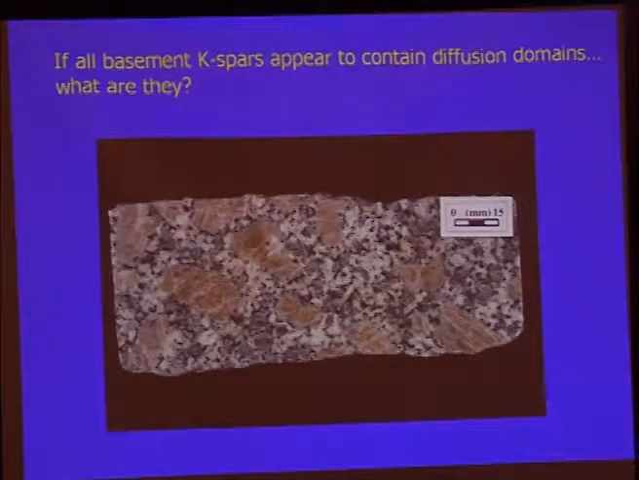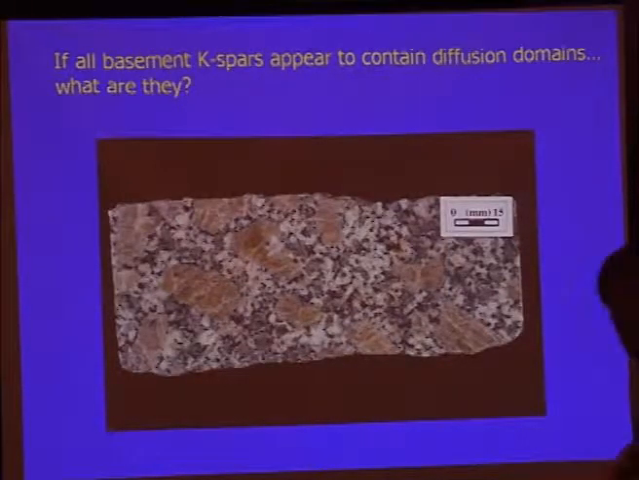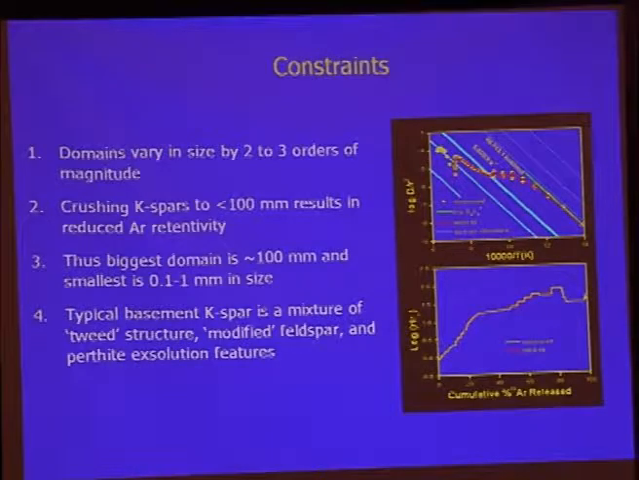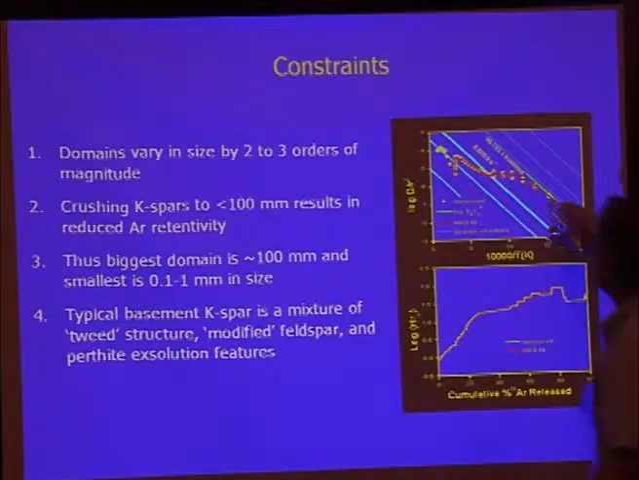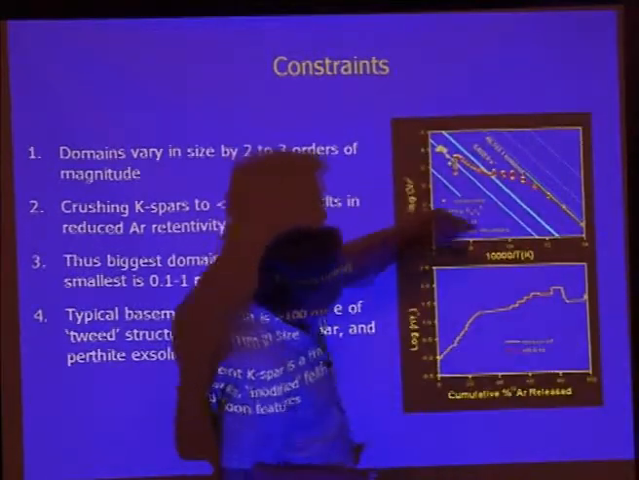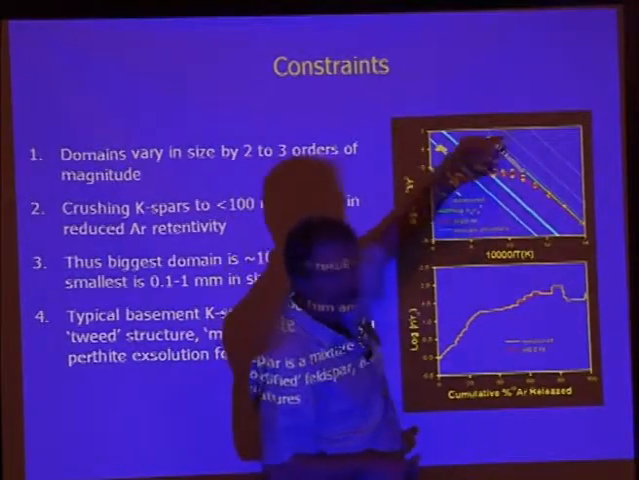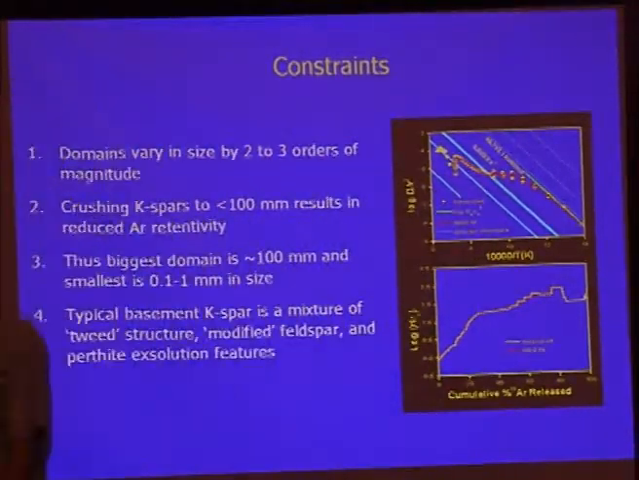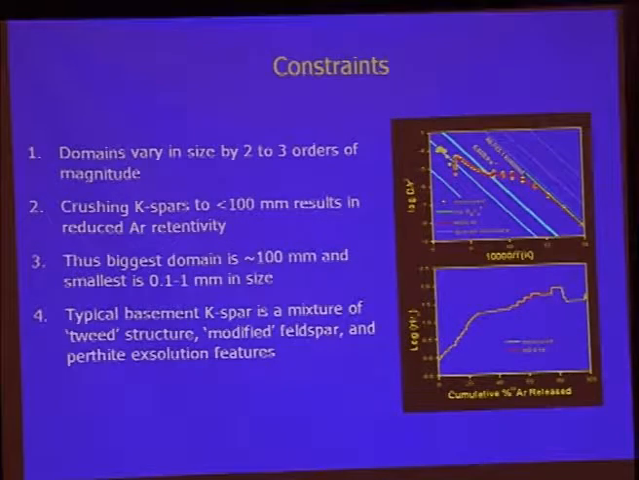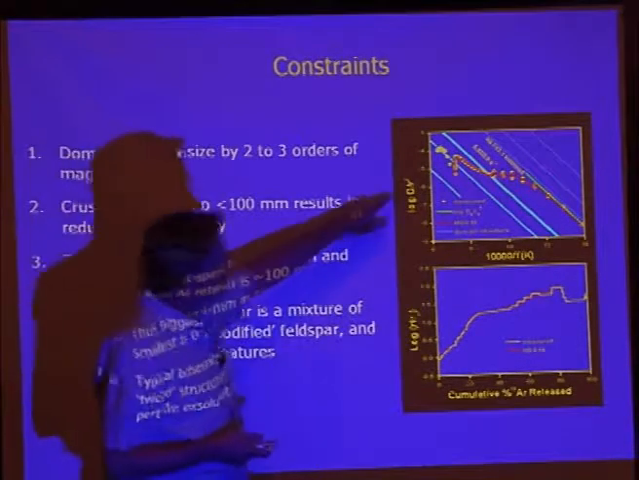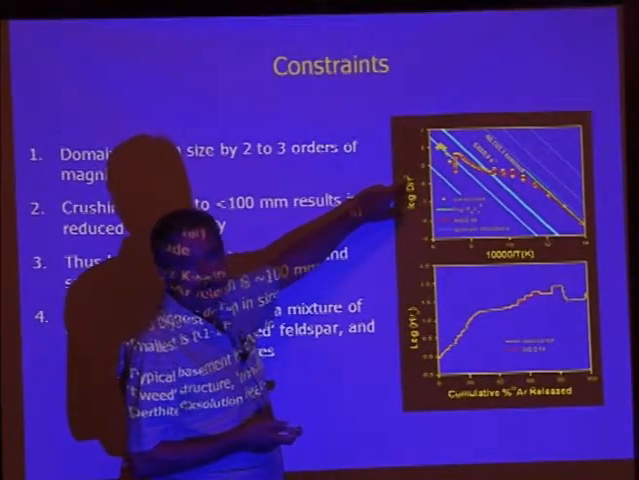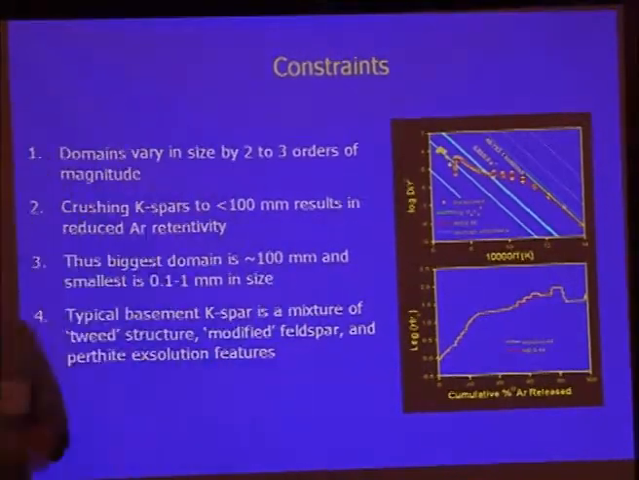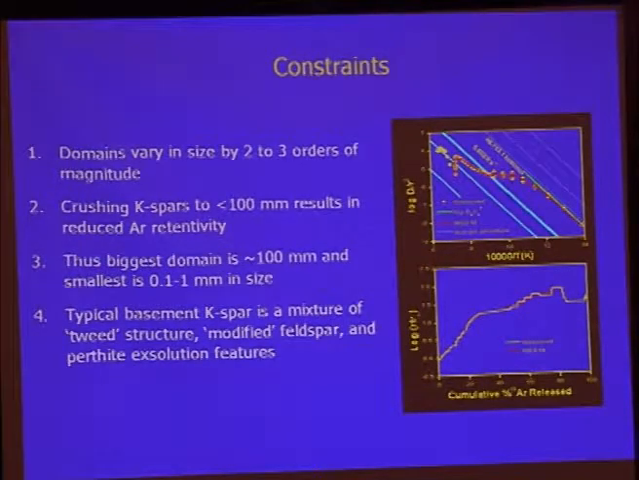Okay, not to dwell on this, but if feldspars do contain these diffusion domains, what are they? We have a bunch of insights we can make. The first is that they have to vary by about 2 or 3 orders of magnitude, and we know this because, in fact, when we make models like this, our most retentive domain is about 6 orders of magnitude in diffusivity lower than the least retentive domain. Okay, so 6 orders of magnitude in R squared, 3 orders of magnitude in R. So whatever the biggest domain is, the smallest one can't be more than about 1,000 times smaller.